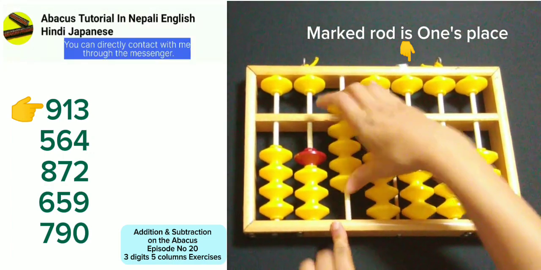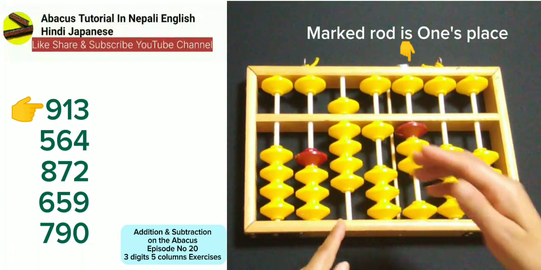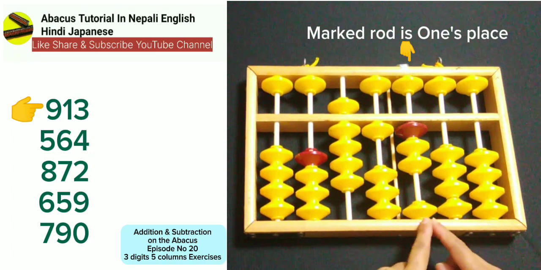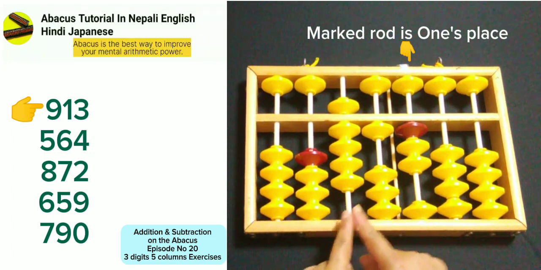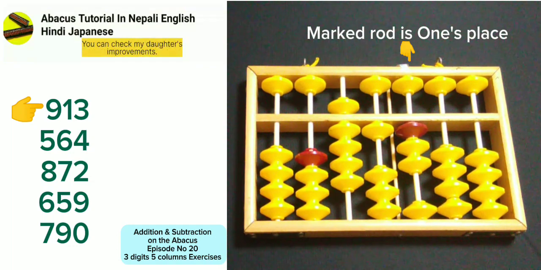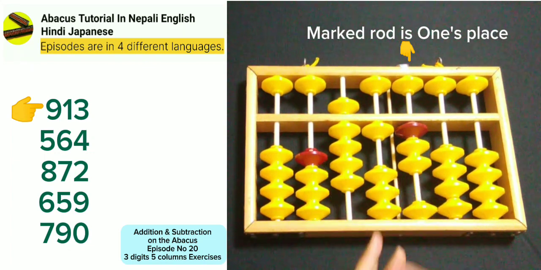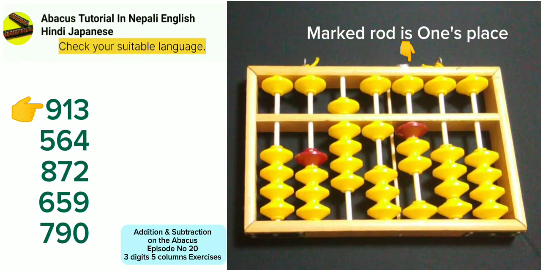913. This is 9, 1 and 3. We have to say 913 because we don't have so much time to say the whole thing, 913, 925 or 1913. We don't have so much time while doing a test of abacus, okay? We have to practice on that also.